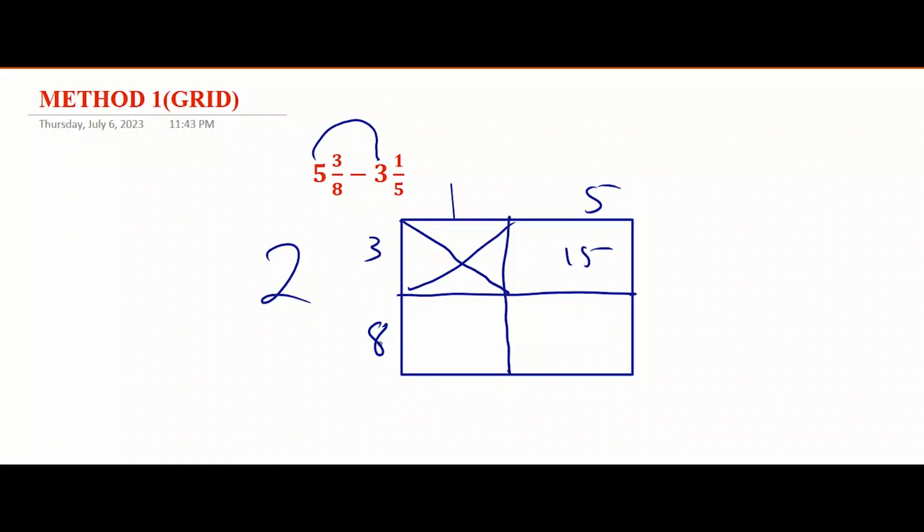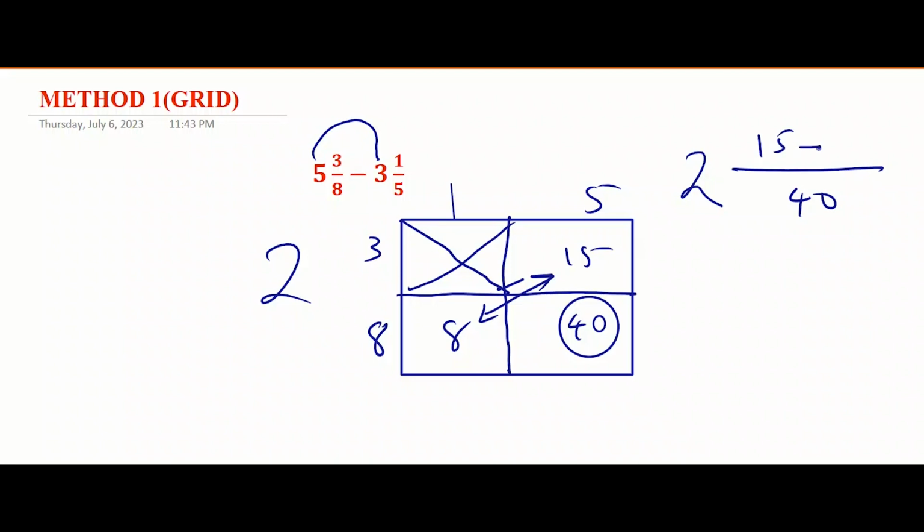We come to the second row. That will be 8 by 1, 8. Then 8 by 5, that will be 40. Of course, this is the denominator. So we're going to have 2 whole, then the denominator is 40. Then we have to connect these two together by using the given operator, which is subtraction. Of course, we need to get a positive answer. So that will be 15 subtract 8. So we have 2 whole, 7 out of 40.